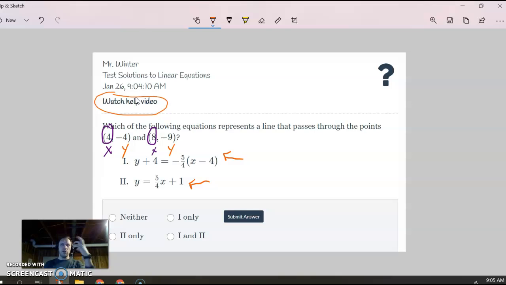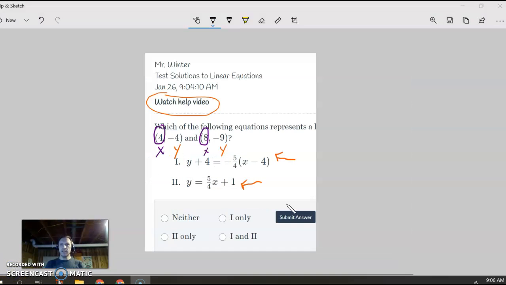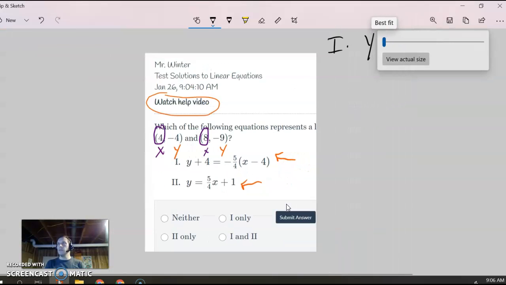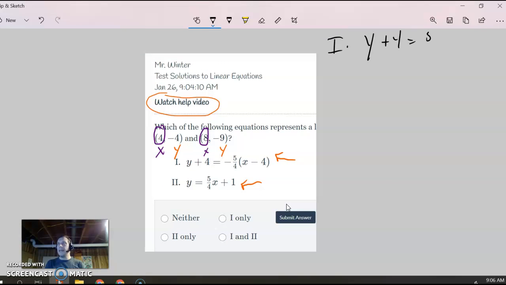So take a moment, orient yourself, get these equations written down in your notes, and then we'll try it out. All right, so I'm going to test in this first equation. I'm just going to label everything. I'm going to put the Roman numeral 1 so that we know that we're working on this question. y + 4 = -5/4 times the quantity (x - 4). So I'm going to plug in (4, -4) into this equation. So my x value is 4, my y value is -4. Y is going to go here, x is going to go here.